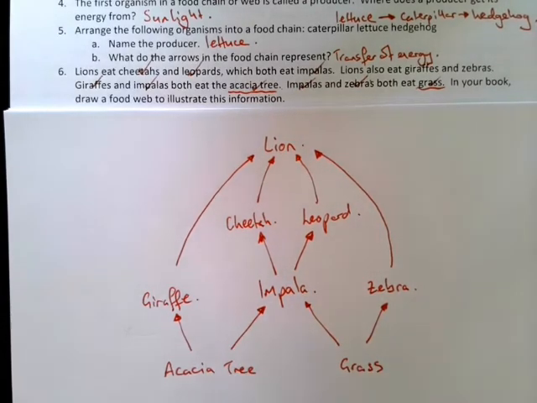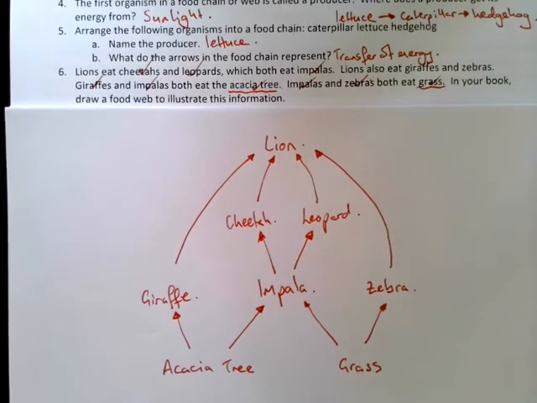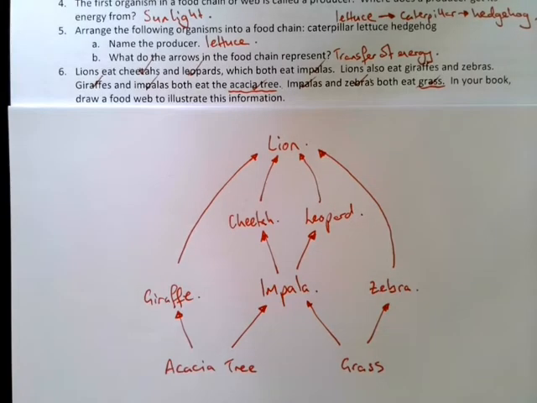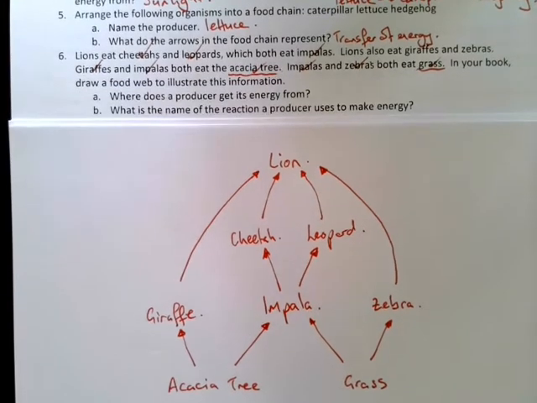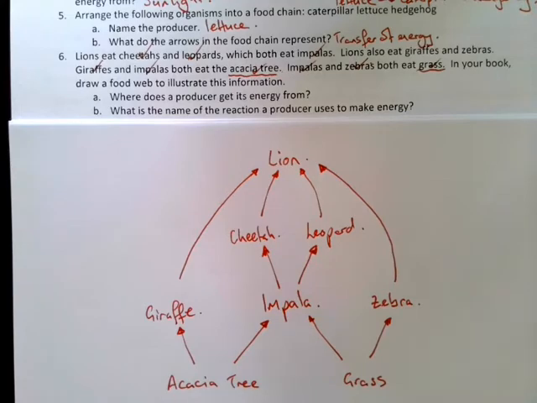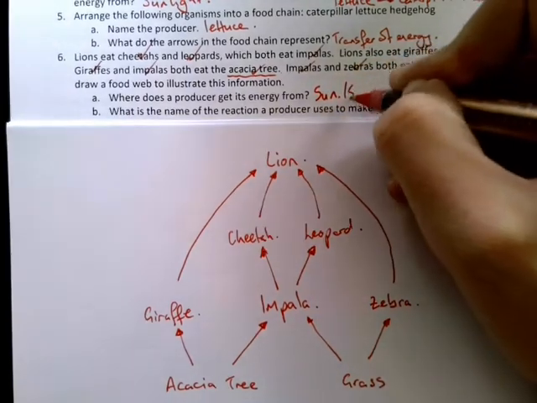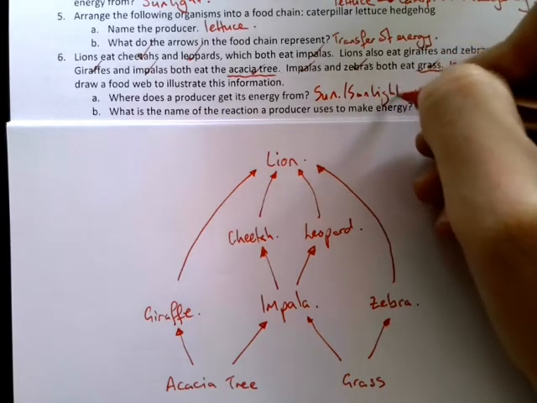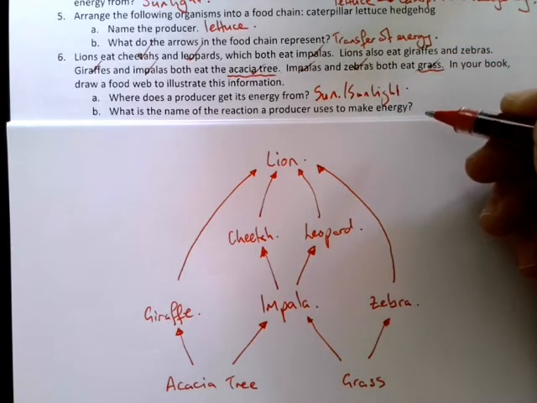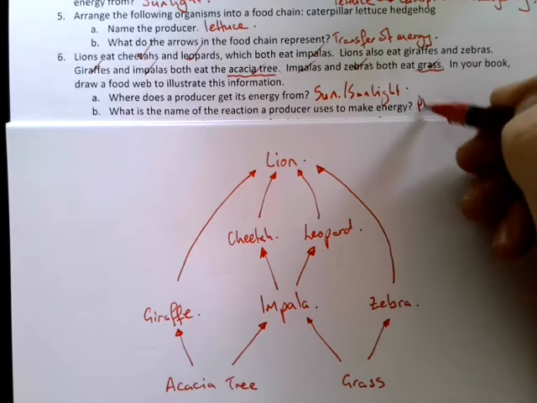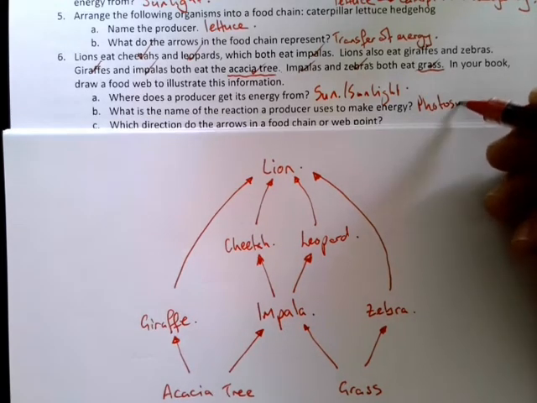Now have a careful look at that and compare it to the one that you've got. Maybe yours might look a little bit messier. It's okay. If it is a little bit messy, you can draw it out again nice and neat. But that's what it should look like. Okay, so moving on. Where does the producer get its energy from? From the sun, or sunlight. I'll accept either. What is the name of the reaction a producer uses to make energy? That is photosynthesis.